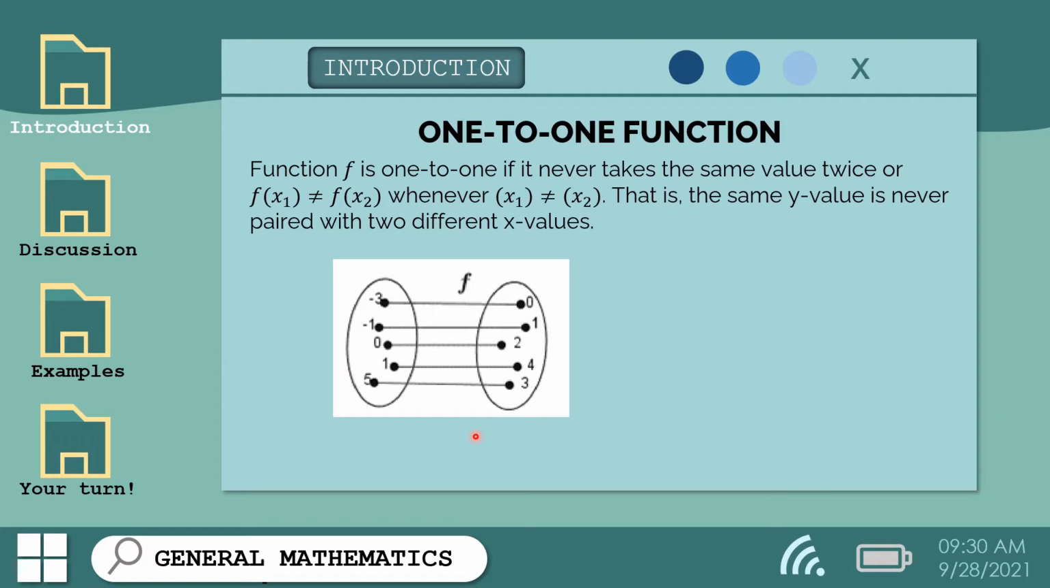So, if for example we have an element in our range which is 0, it is paired with only one x value. Likewise, 1 is paired with only one x value, which is negative 1, and so on. So, the x paired to one y, that is a function. And for it to be a one-to-one function, this y is also paired with only one x value. Okay.